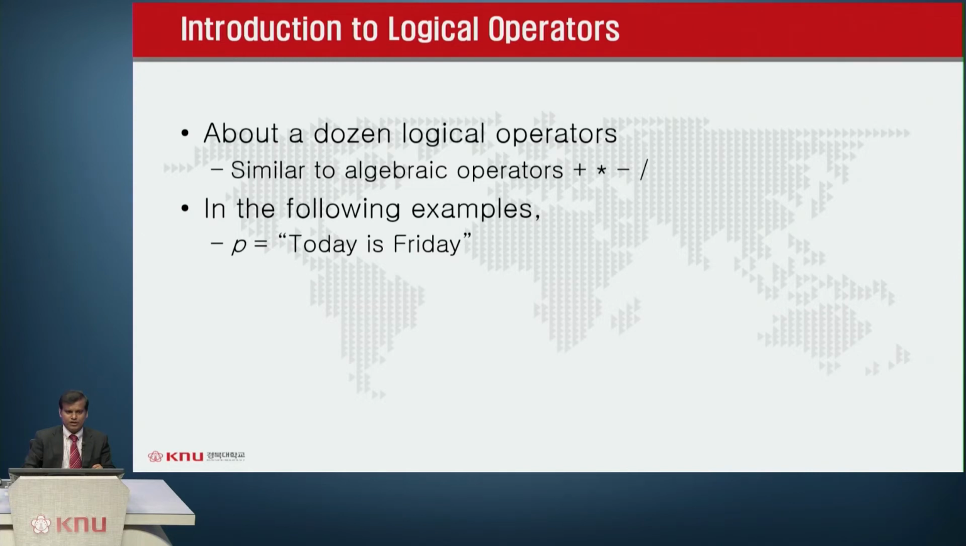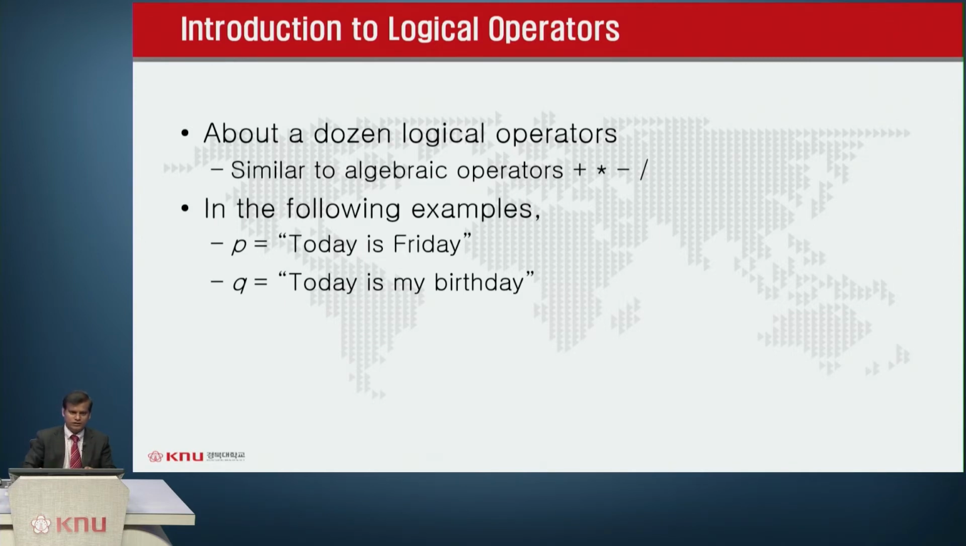So here P equals today is Friday, Q equals today is my birthday. So we can see from this that we are in fact referring the statement today is Friday to P, and today is my birthday to Q. We will see how we can apply these examples and perform various logical operations.